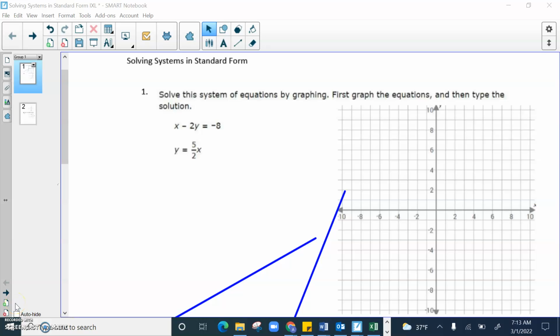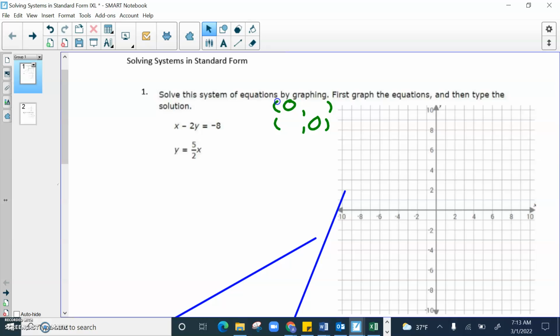All right, to solve this equation, we have to realize that we're going to graph two different lines, one in standard form and one in slope-intercept. This first one here, x minus 2y equals -8, is in standard form. So right away I know that I'm going to have to find two intercepts. One where the x is 0, one where the y is 0.